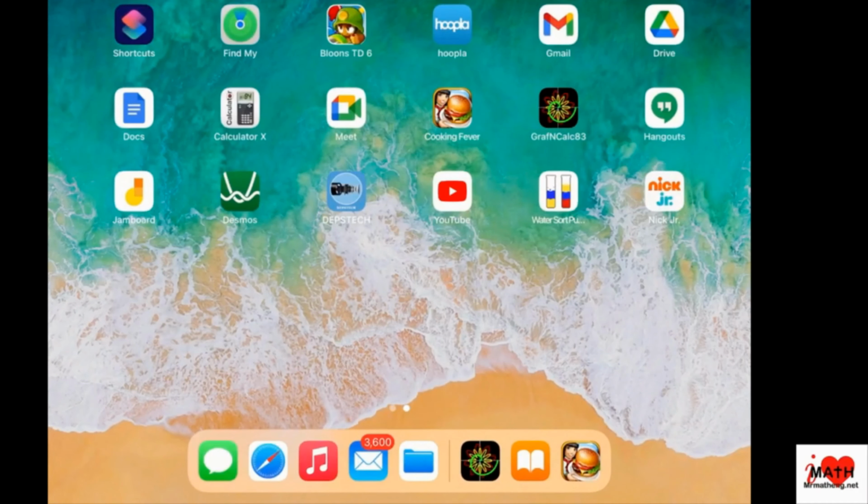Let me also show you what I downloaded. I'm on an iPad, and this one's called Graph and Calc 83. It mimics a Texas Instruments 83 calculator. You can go ahead and get one. I would recommend getting a graphing calculator. It's best if you have a physical one, like a calculator in hand, but if you need to use the app, then you can.